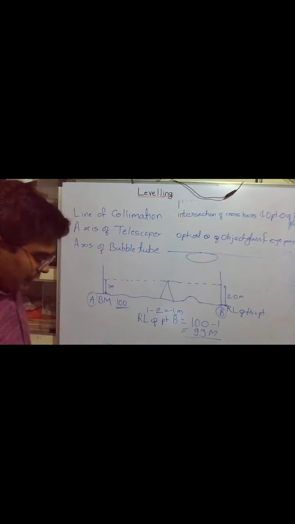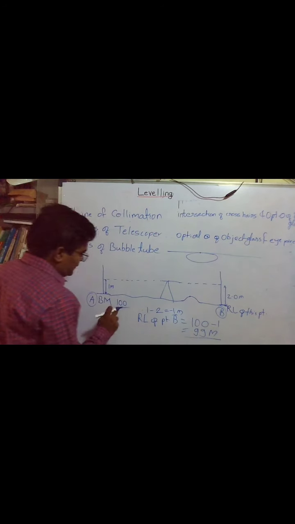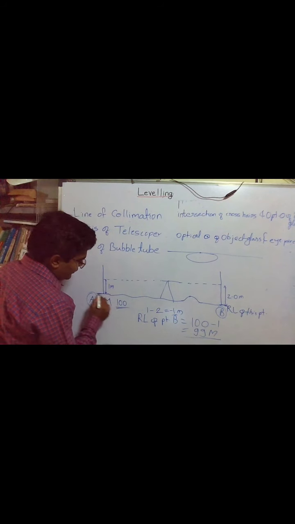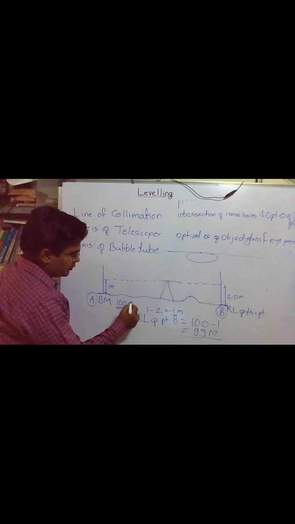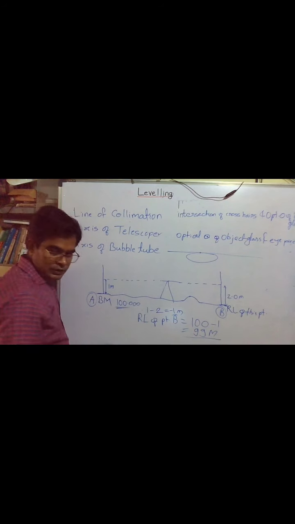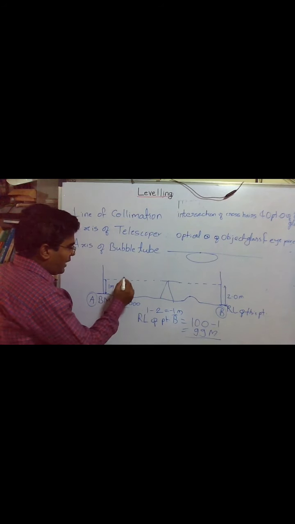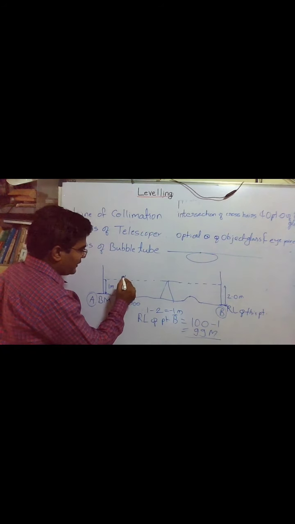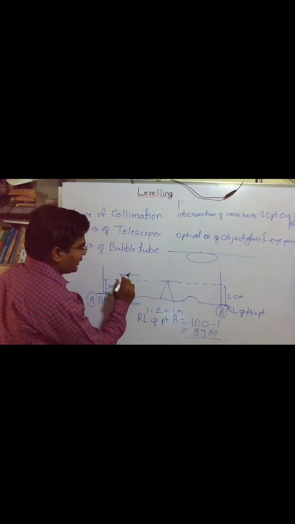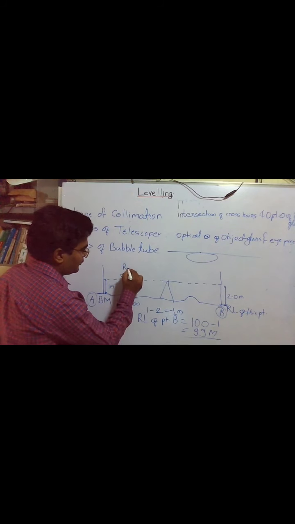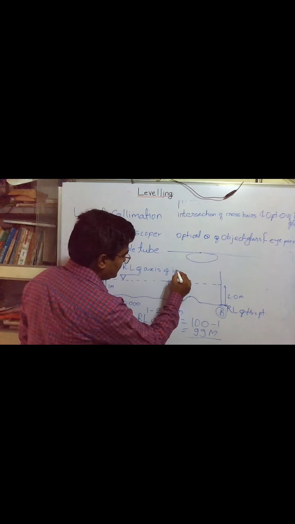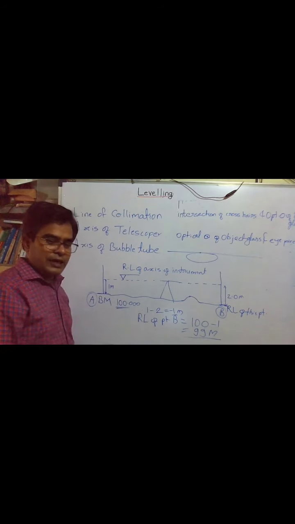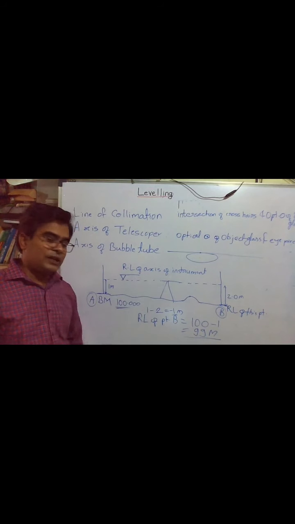Now the RL of this point A is known to me; it is the benchmark, and its RL is 100.00 meter. If I ask what is the RL of this axis of instrument, can I find it out? RL of this instrument axis?